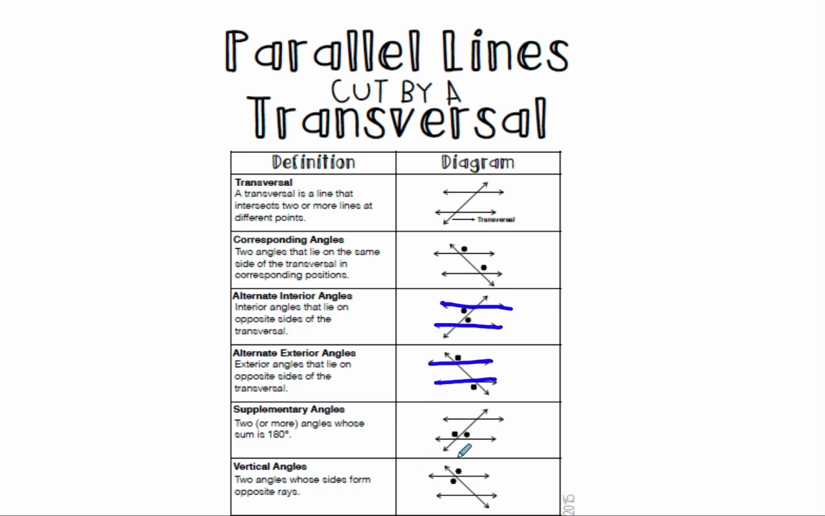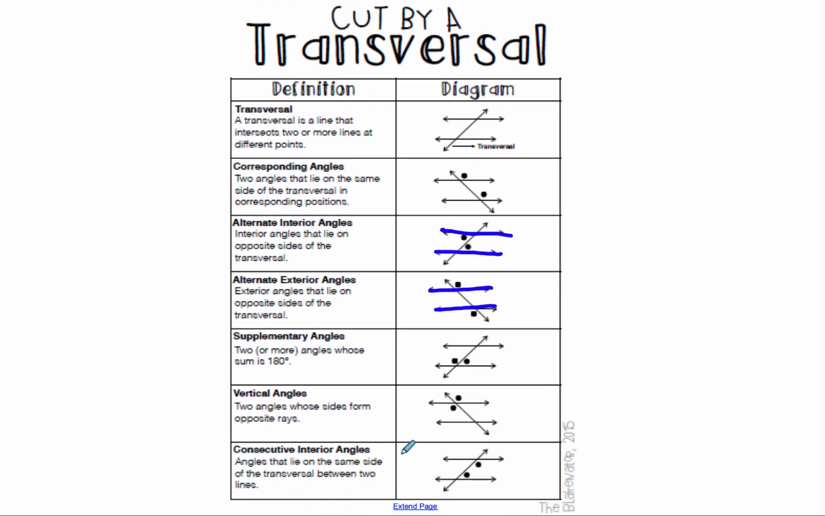Vertical angles are angles that are diagonal from each other. We talked about this word in chapter 7 as well. Vertical angles are equal. So if they're across from each other, they're made with the same two straight lines, and across from each other, they're vertical. Vertical angles are also equal.